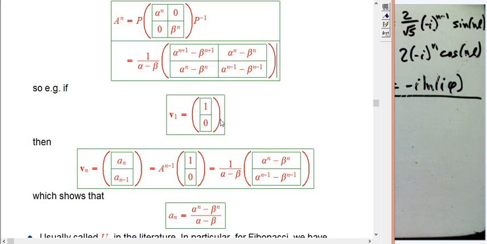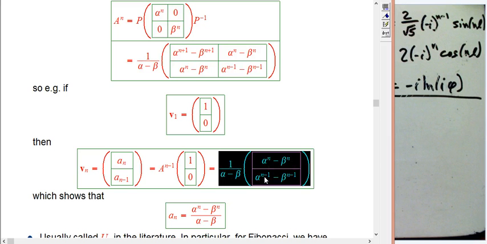So let's do that in the case where the initial vector is just 1, 0. In other words, the sequence at 0 is 0, and the sequence at 1 is 1, just like for Fibonacci. What happens when you take a matrix and multiply it by 1, 0? You're just picking out the first column of the matrix. Don't forget the scalar factor. So you just get this. Oh, and it's a to the n minus 1.